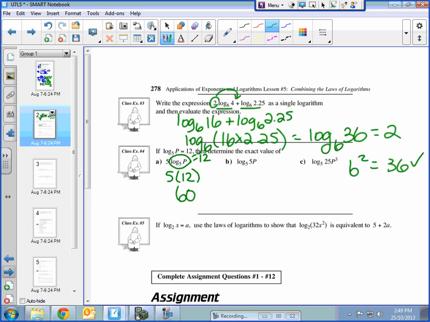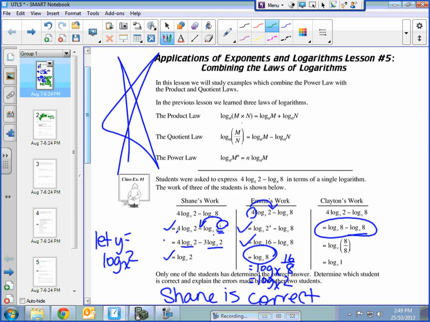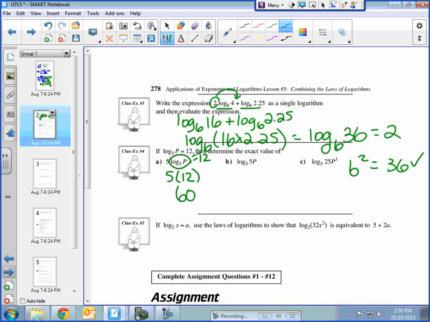Look at 5 times p. If I have two arguments being multiplied together, do we talk about something like that? Look at this one. So let's just go the opposite way. So now we're going to make them added to each other, okay? Does everyone see that? 5 times p. I can rewrite this as log of 5 base 5 plus log of p base 5, which will be 12.